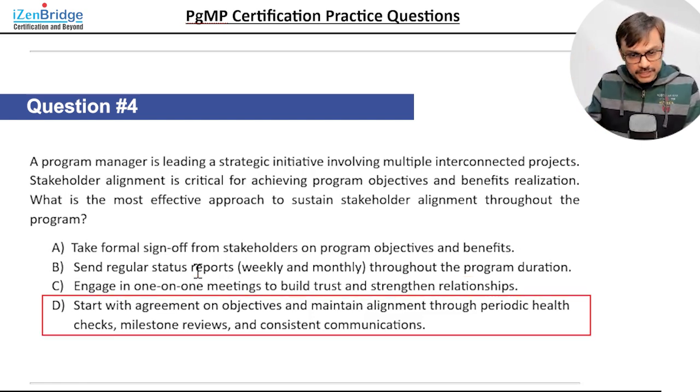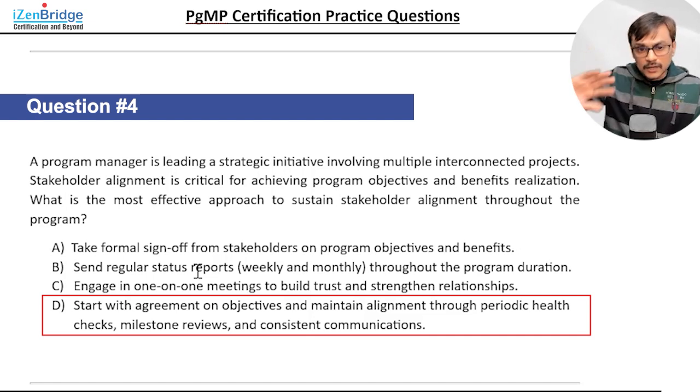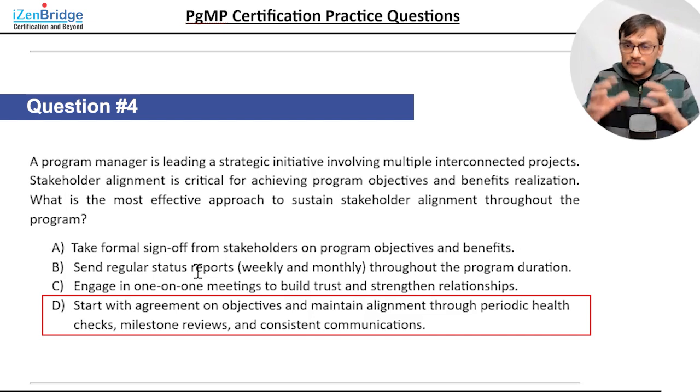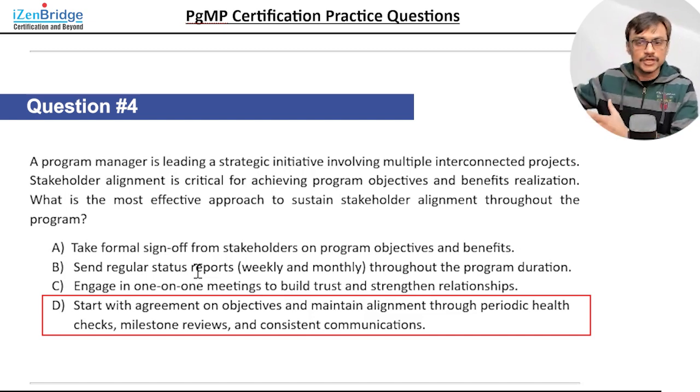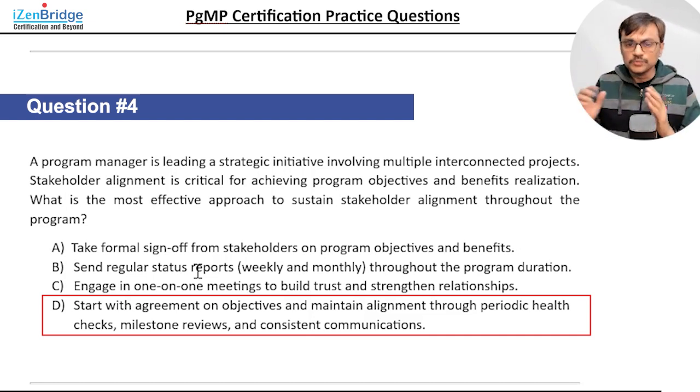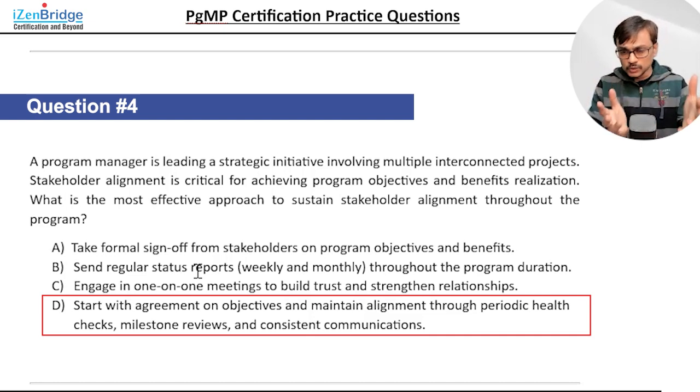Start with agreement on objectives and maintain alignment through periodic health checks, milestone review, and consistent communication. So you see D covers option A in a way, because it is starting with the agreement. Option B anyway, because we are talking periodic health checks and milestone review and consistent communication. It could have been better if it tells that we will agree on a communication management plan and we'll follow the continuous alignment as per communication management plan. We will use our program roadmap to put that, but those informations are not coming out of the given four options. D seems to be more comprehensive.